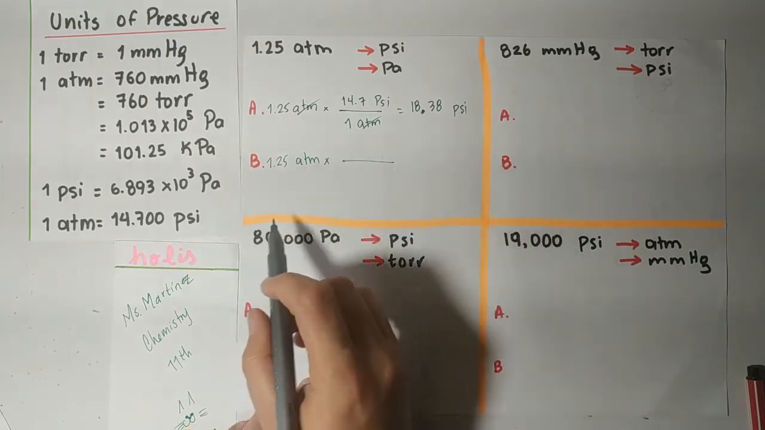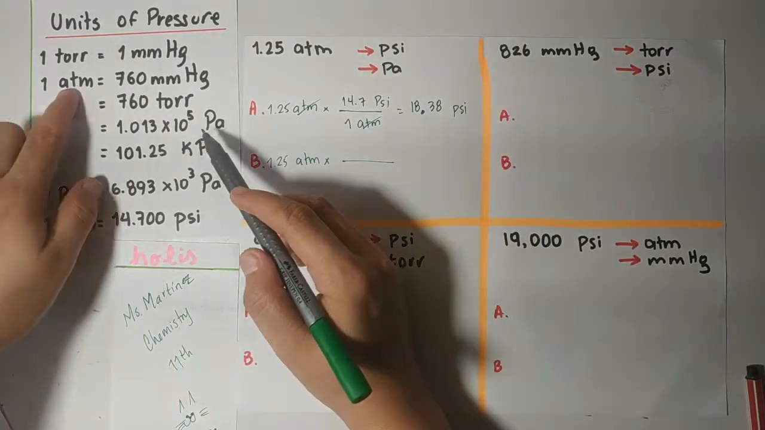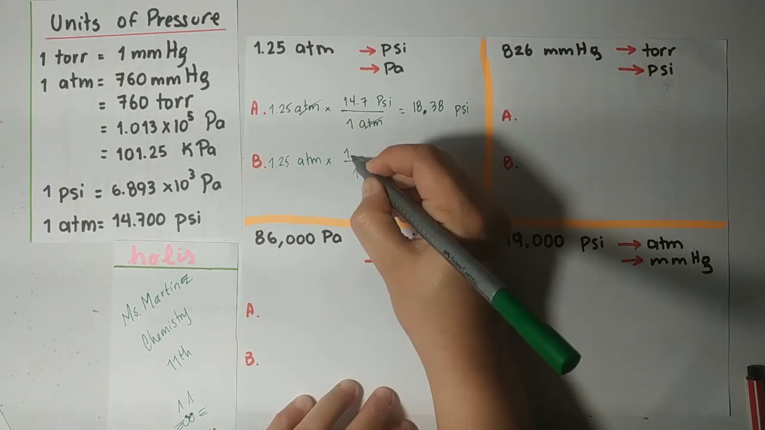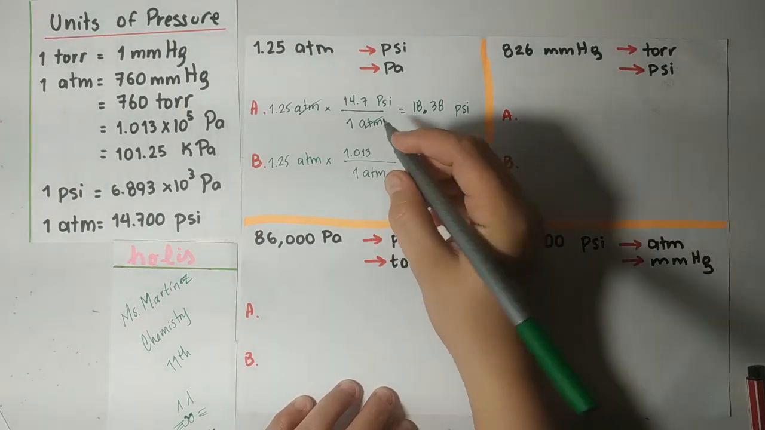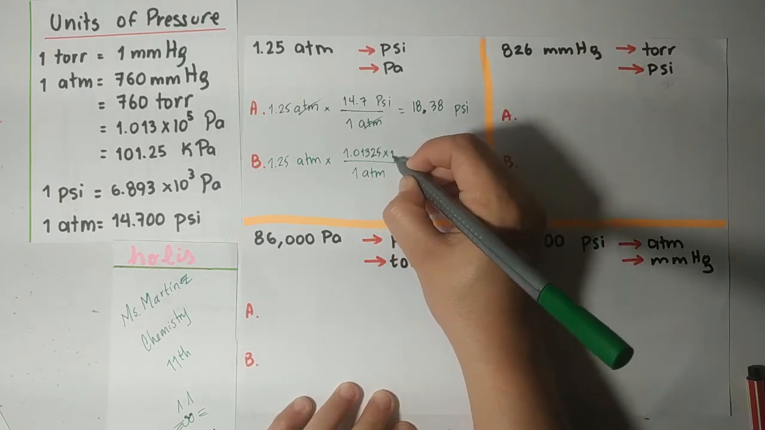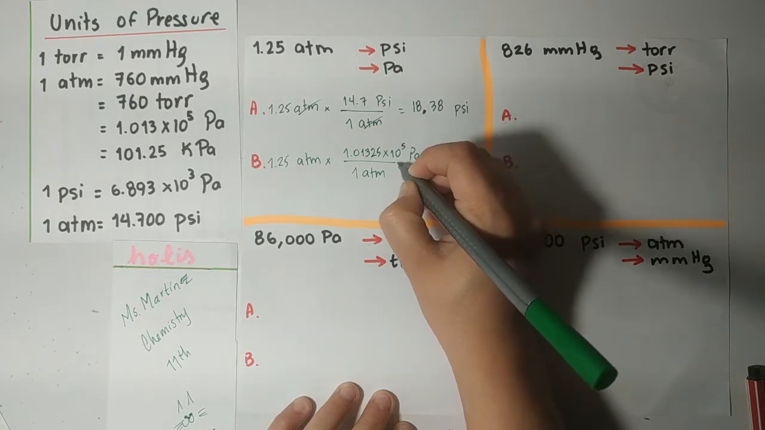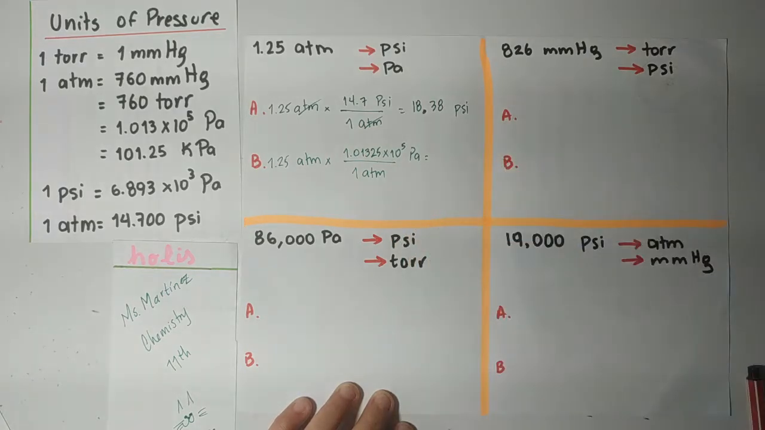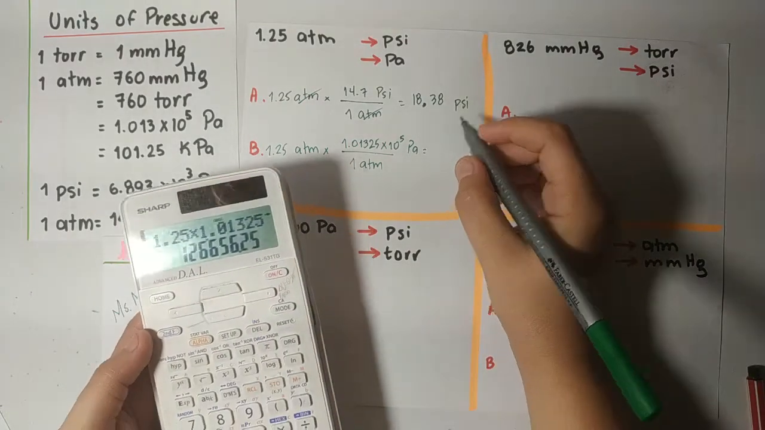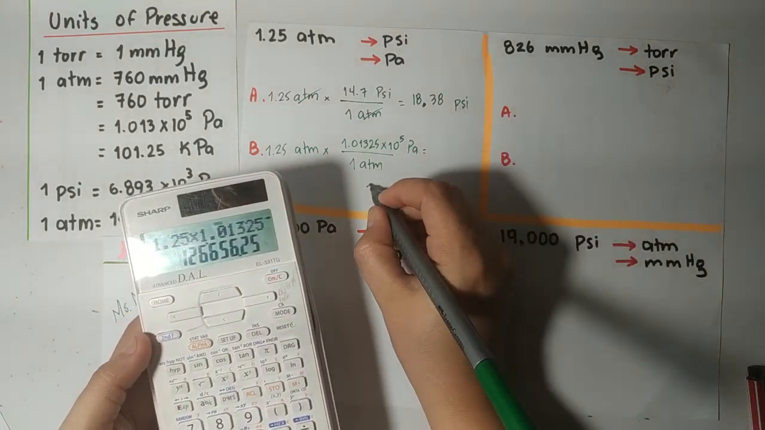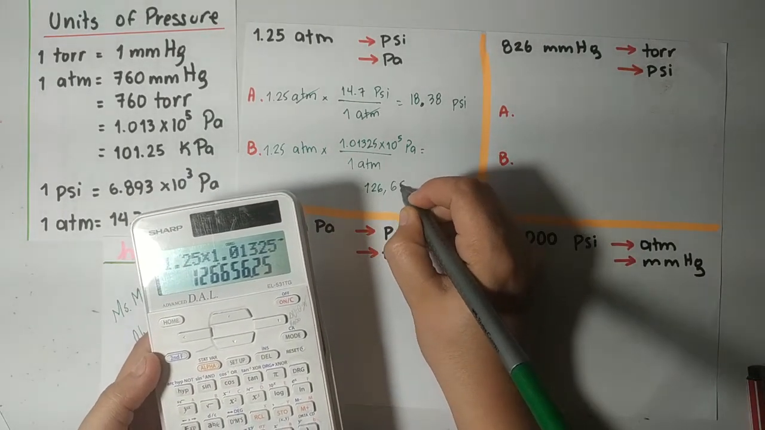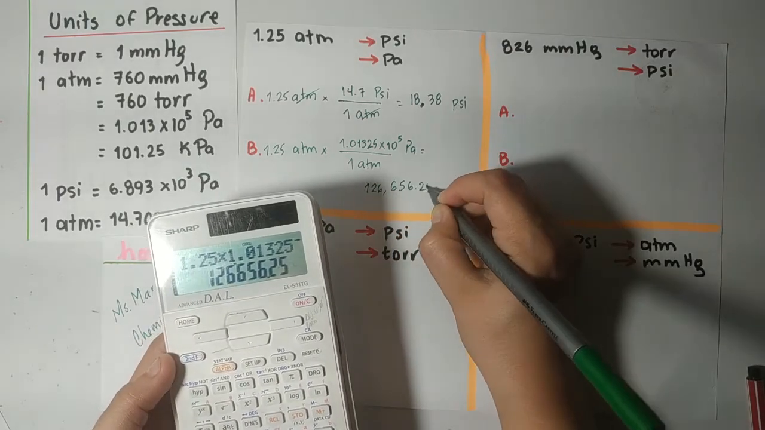Now we have the second one, 1.25 ATM times. We know the conversion factor between ATM and pascals is this, okay? In one ATM, we have 1.013, 25 if you want, times 10 to the 5th power pascals. And this gives me 126,656.25 pascals.